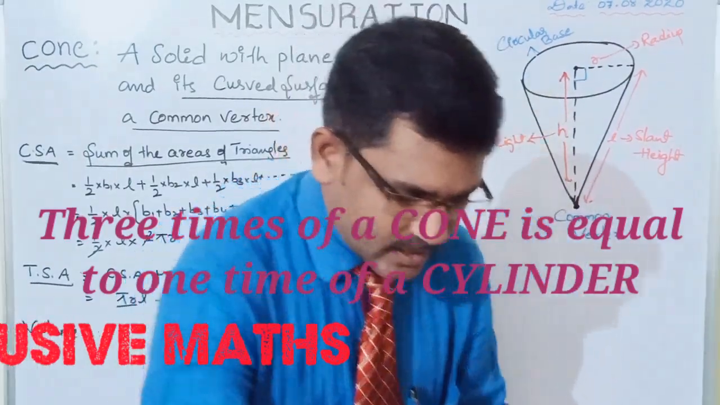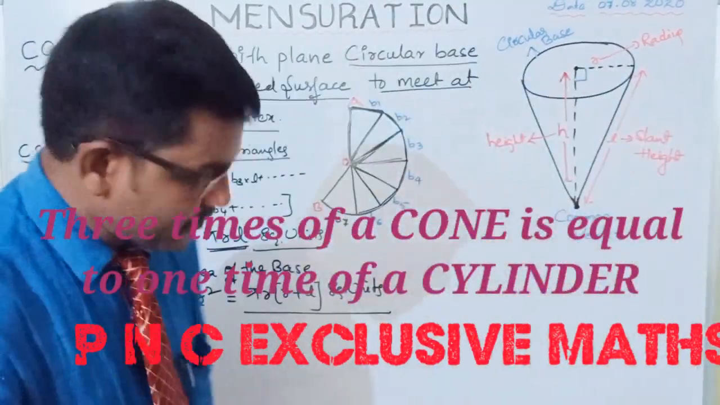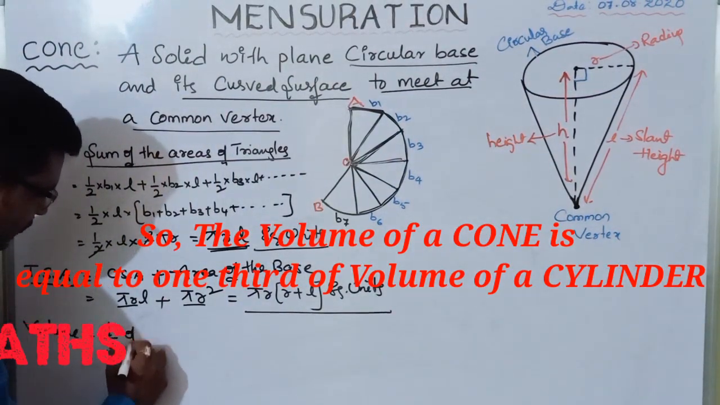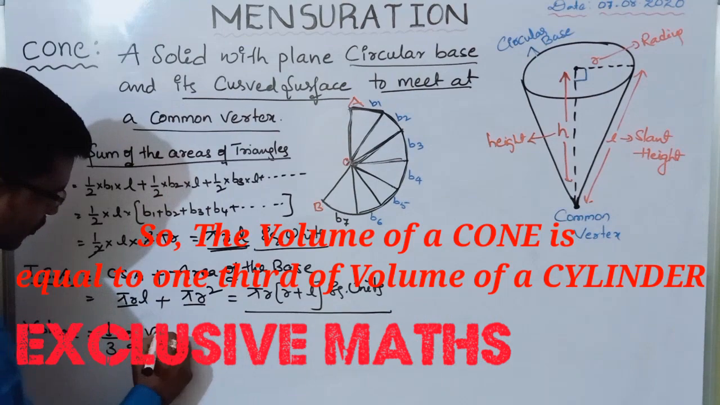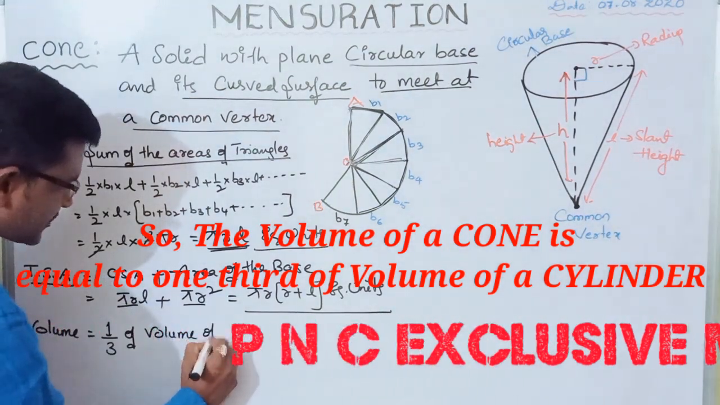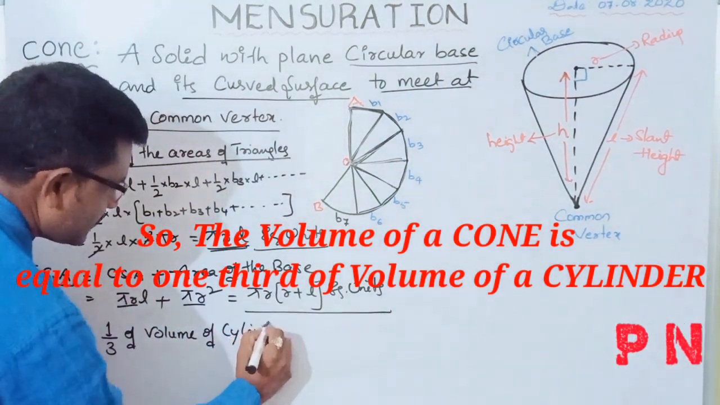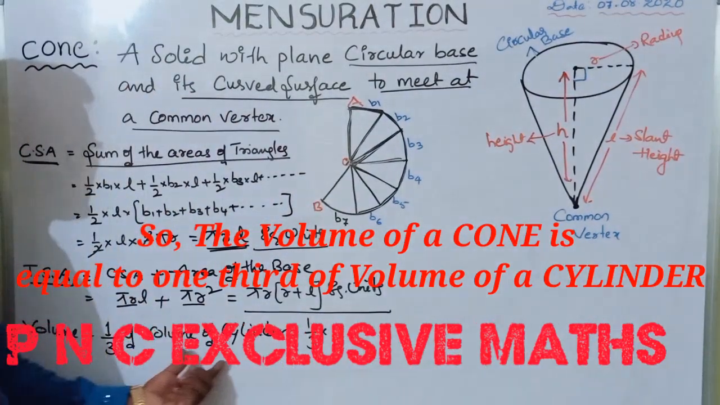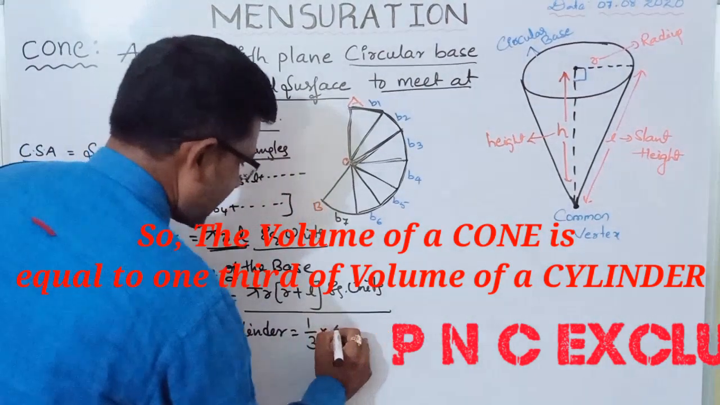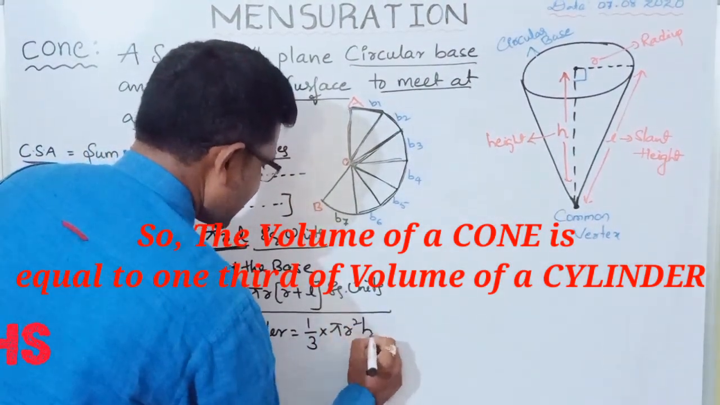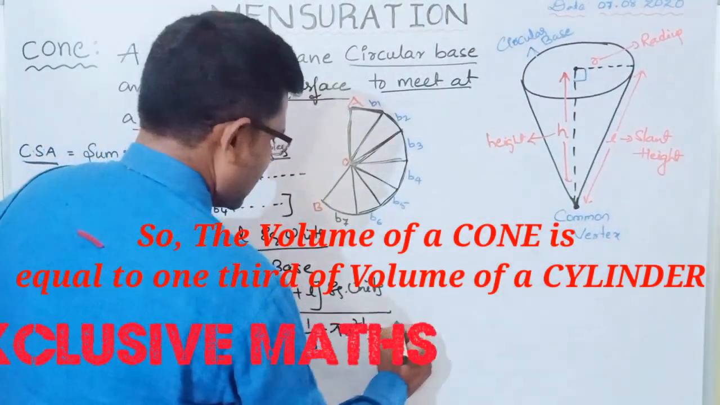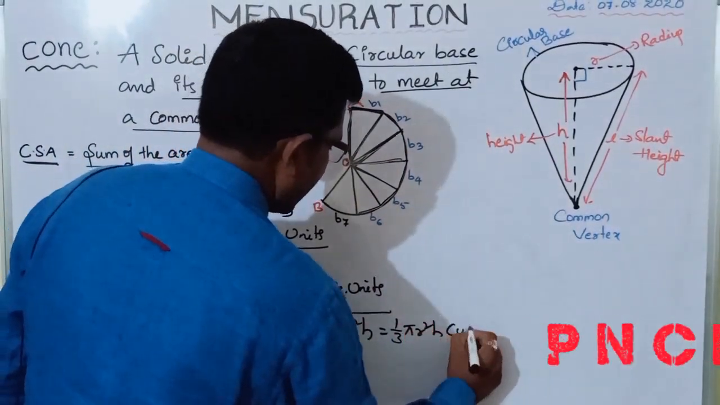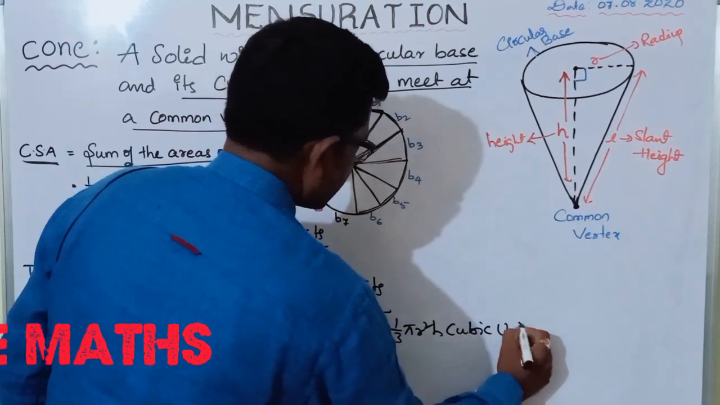So that means the volume of a cone is 1/3 of the volume of a cylinder. So 1/3 into the volume of a cylinder, which is pi r square h. So that means 1/3 pi r square h cubic units.